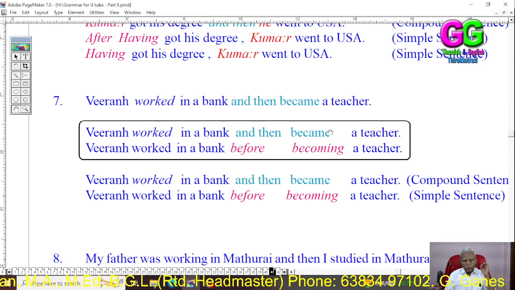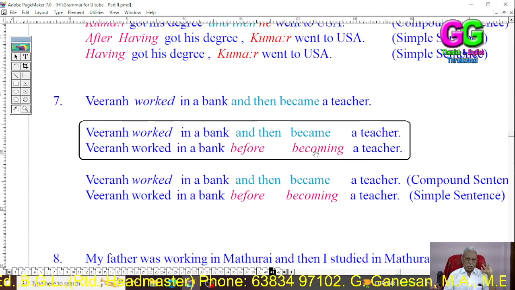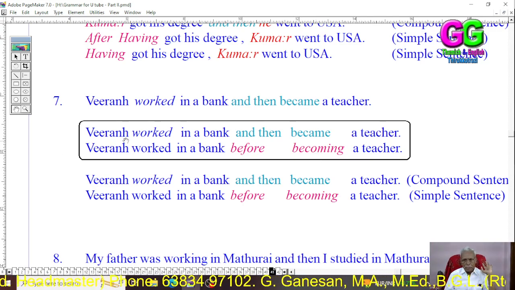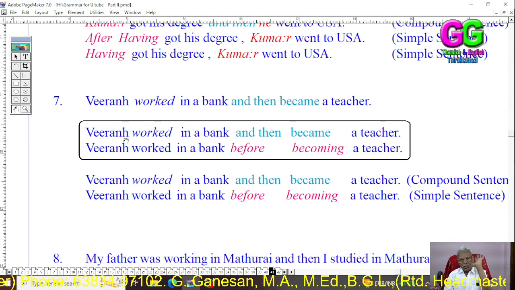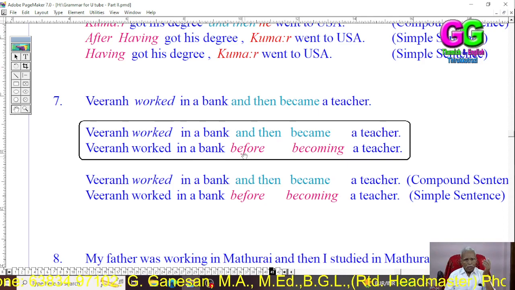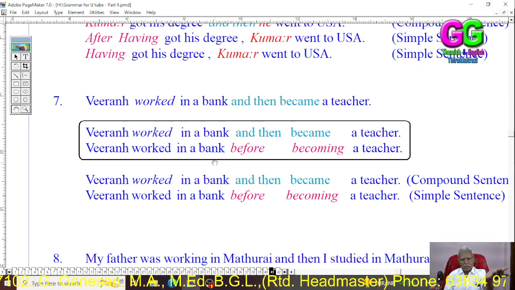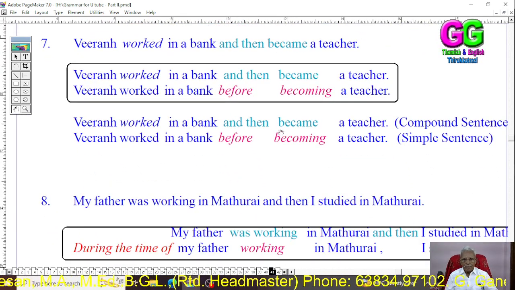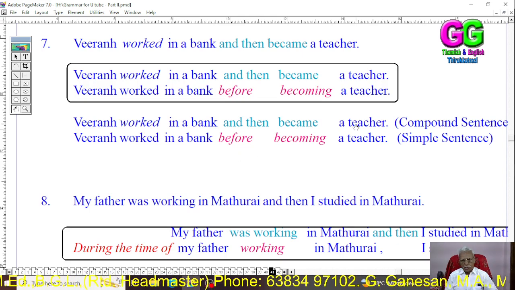And then "before" takes the present participle "becoming". That's only two changes. Viren worked in a bank and then became a teacher. Viren worked in a bank before becoming a teacher. Then why this? Before becoming a teacher, Viren worked in a bank. We can express the idea in either way. Viren worked in a bank and then became a teacher. Viren worked in a bank before becoming a teacher. Compound, simple.